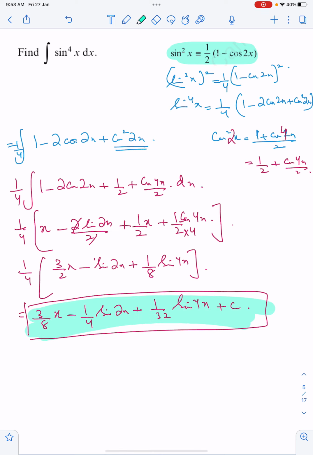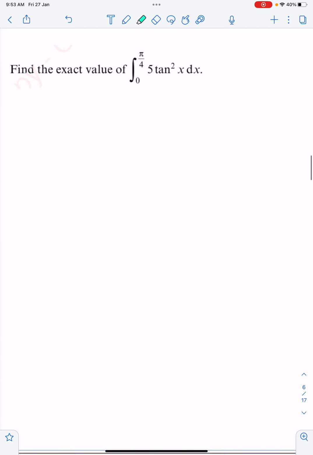Okay, the next one is this one. Find the exact value of the integration of, you've got the boundaries here, so you don't need to put c, 5 tan square x. Now, as I told you, whenever you have tan square x, you will use the identity 1 plus tan square x equals sec square x. Okay, so tan square x, we know, is equal to sec square x minus 1.